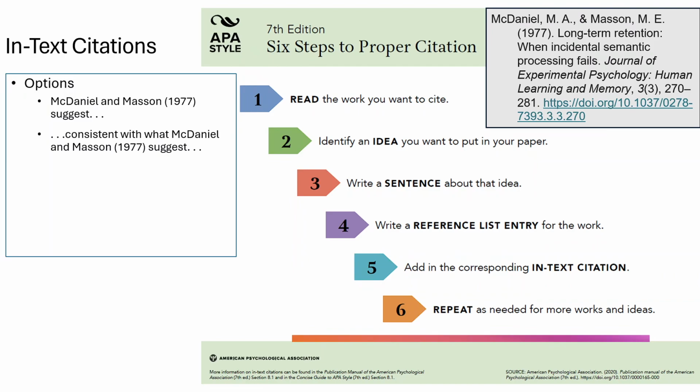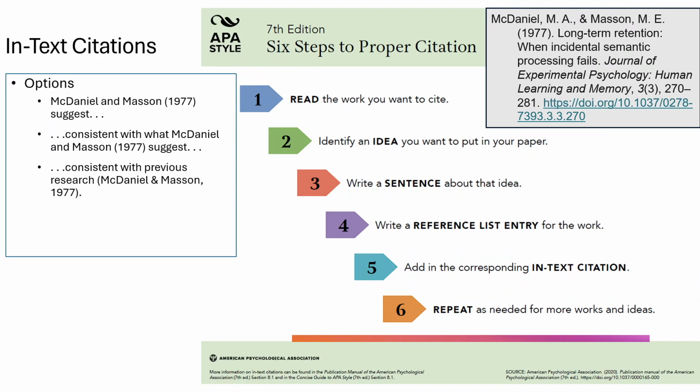Another way to do it is to put it in the middle of the sentence. Maybe I've already cited another source and I say a bunch of stuff and I say, and that's consistent with what McDaniel and Masson 1977 suggest. So again, you'll notice in that case, the names are on the outside of the parentheses and the date is inside the parentheses. Maybe you want to put it at the end of the sentence. So blah, blah, this is consistent with previous research, put McDaniel and Masson 1977 in the parentheses, the whole thing.